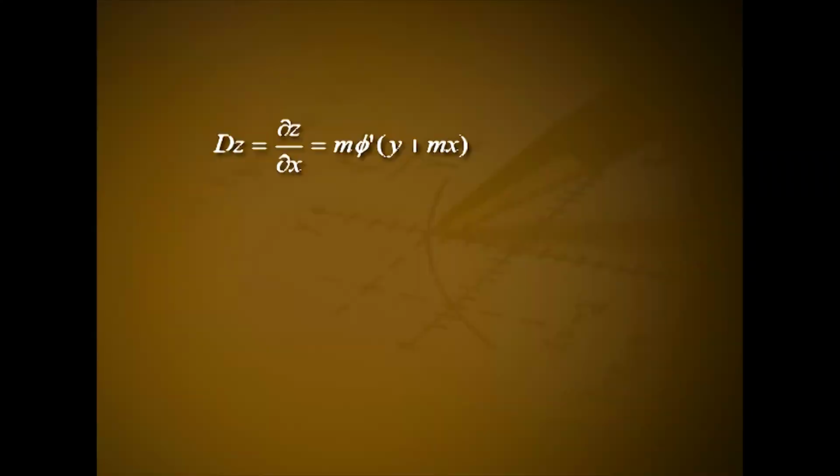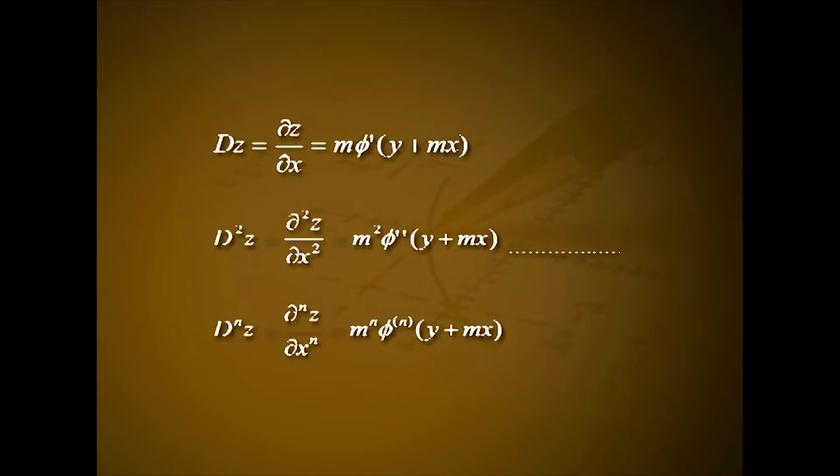Differentiating equation 2 partially with respect to x and then with respect to y, we have Dz = ∂z/∂x, which is equal to m φ'(y + mx). D²z = ∂²z/∂x², which is equal to m² φ''(y + mx), etc.